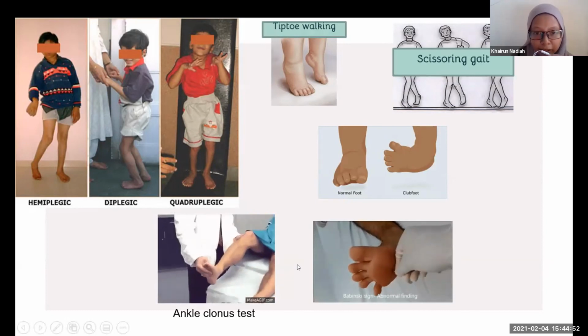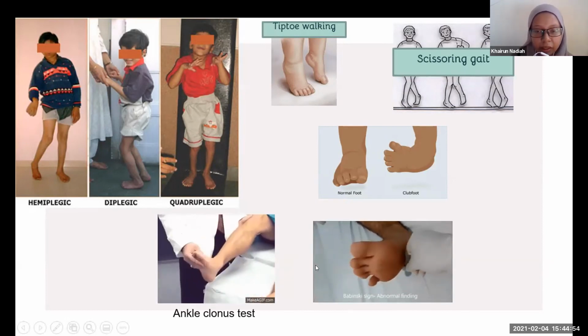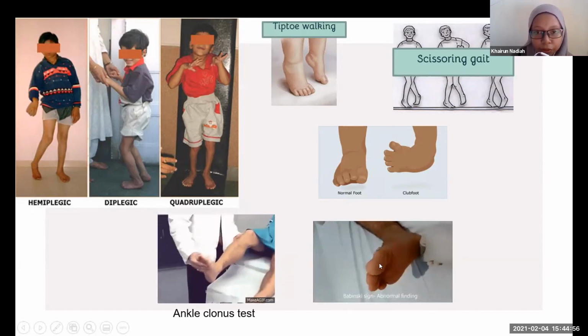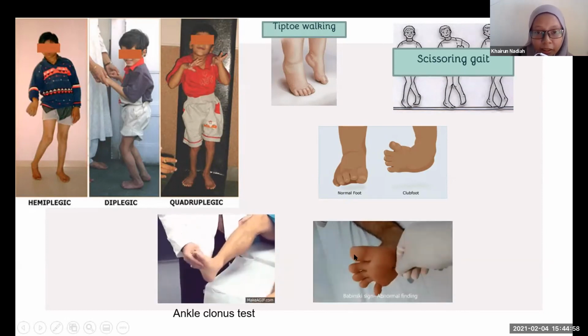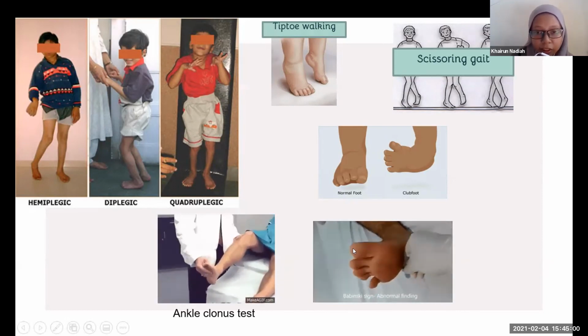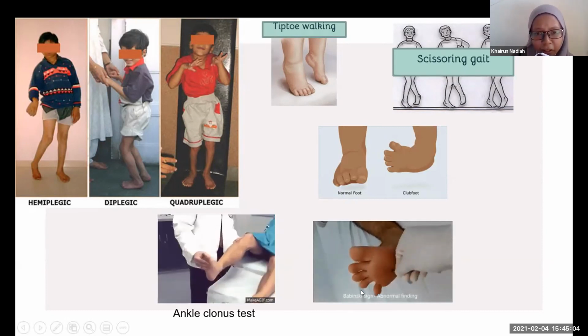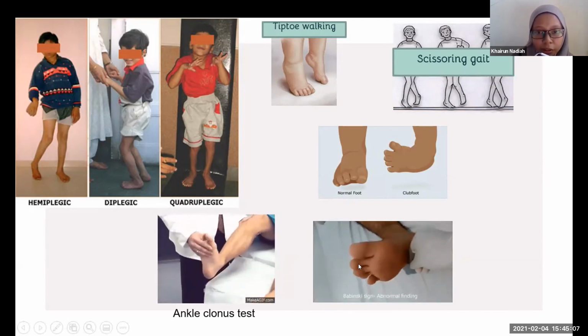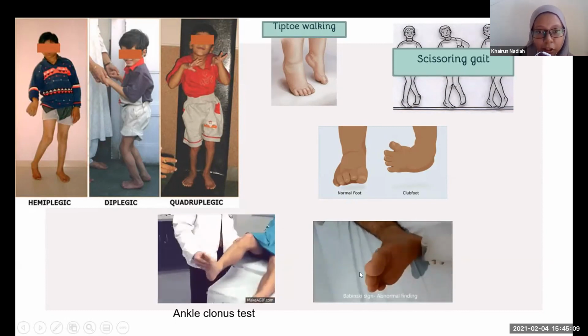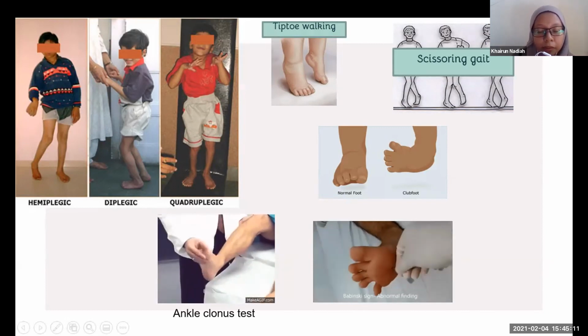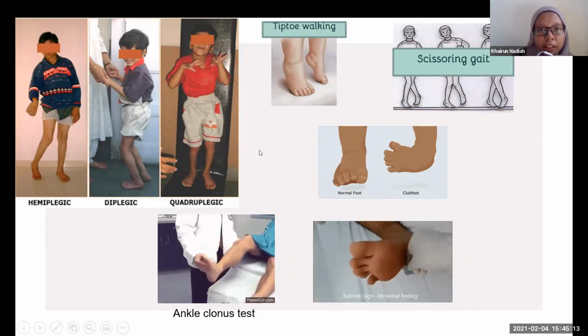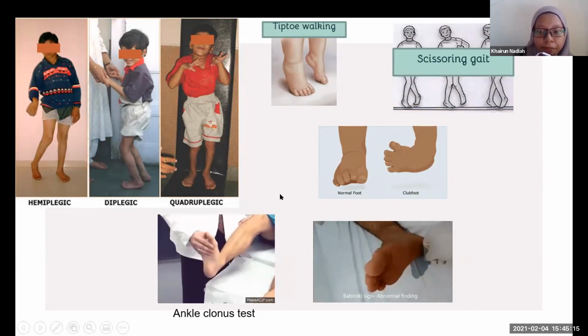For the Babinski sign, when the lateral plantar of the foot is stimulated, the big toe extends, and there is also fanning of the other toes. So this is also an indicator of an upper motor neuron lesion, and this is the tiptoe walking.